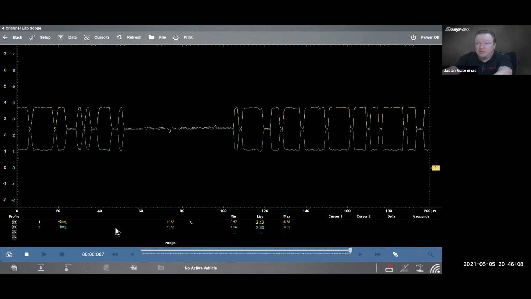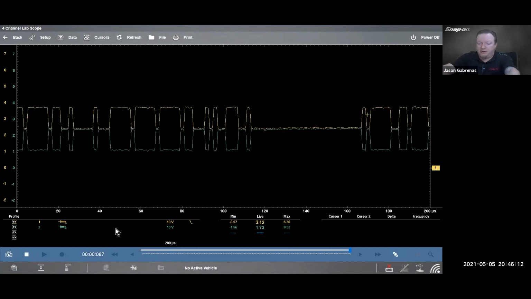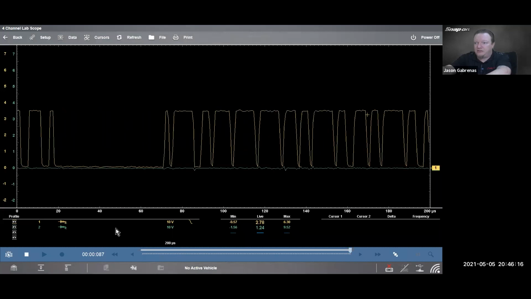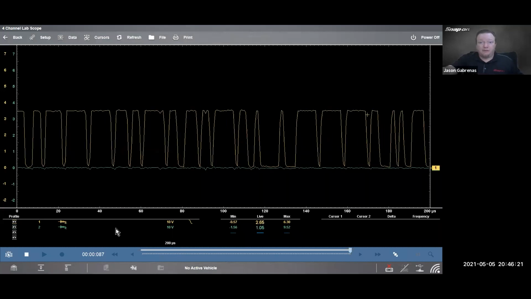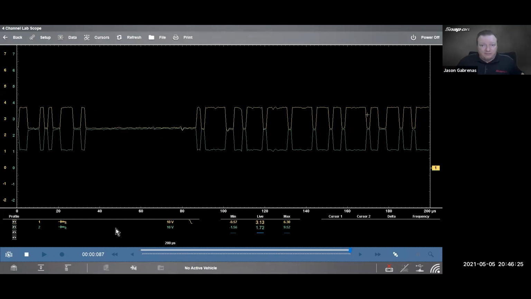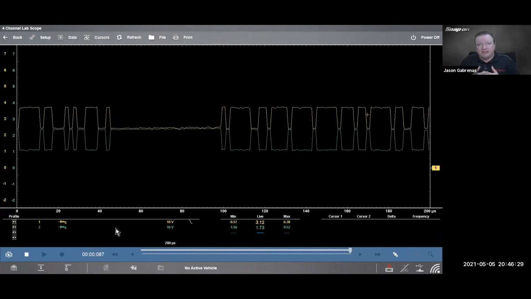How about an intermittent? All right, we got intermittents. How about an intermittent short to ground? Sometimes you can't even catch it so fast. There we go. All right, intermittent short to ground, can catch it there. All right, so those are mainly the different states you're going to find when it comes to CAN. Short to ground, short to power, short together.